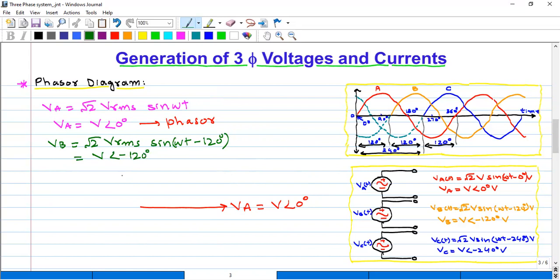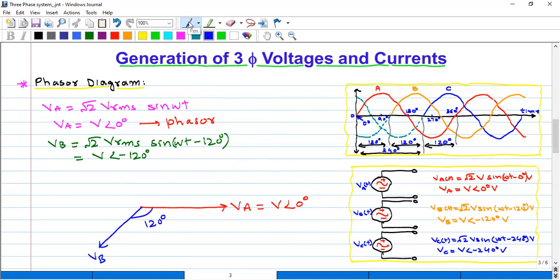So now as you can see here in this equation, the voltage VB basically lags the voltage VA by 120 degree. So that's why the phasor of phase B voltage is like this. So this is the VB, and this is the angle of 120 degree.